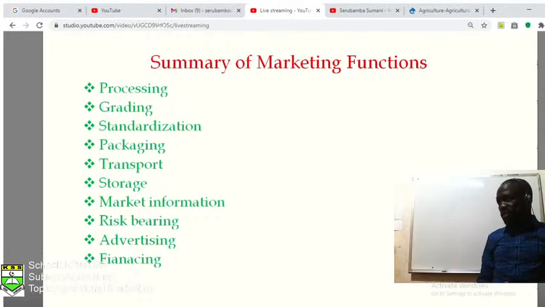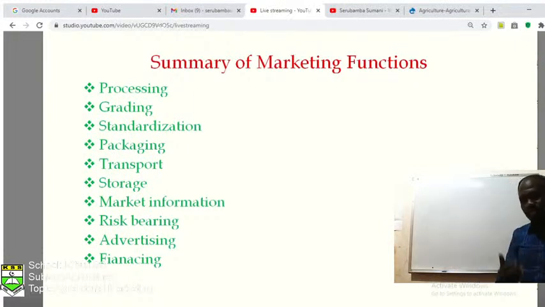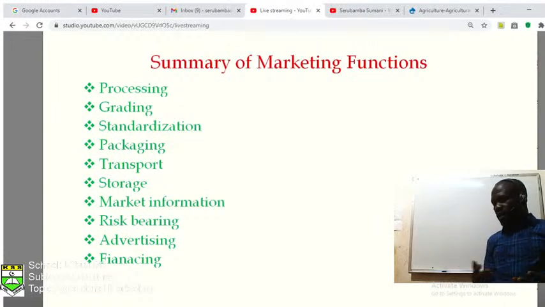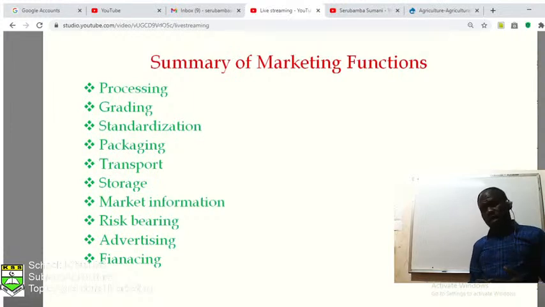Then standardization. What did we say standardization is? Putting quality or quantity specifications on products so that when you are buying or selling, it is easy to convince someone because he can know the quality and the quantity of the product being offered to him. Then the other is packaging. We said packaging means putting products in containers. Get your maize, put the maize in a sack. When you get the milk, put the milk in a jerry can. It facilitates easy marketing.